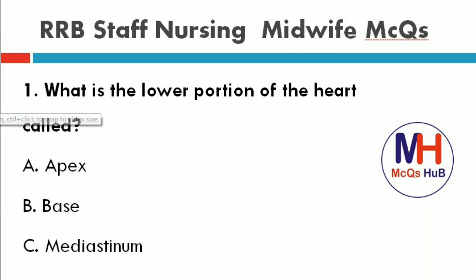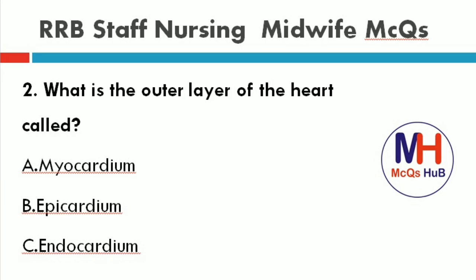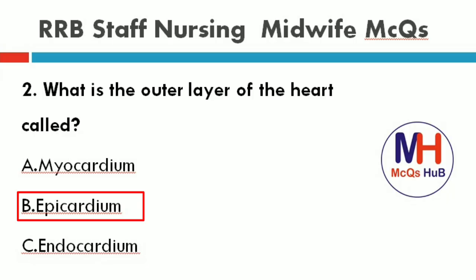RRB Staff Nursing Midwife MCQs. 1. What is the lower portion of the heart called? Correct answer is A. Apex. 2. What is the outer layer of the heart called? Correct answer is B. Epicardium.